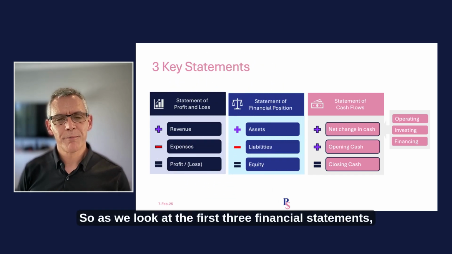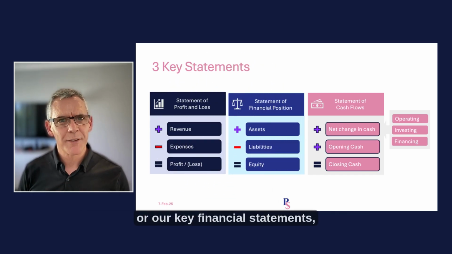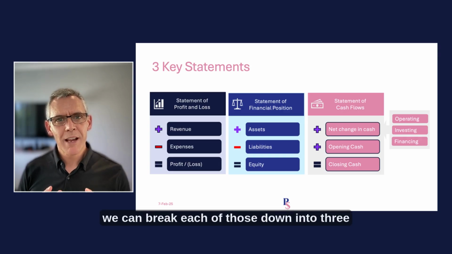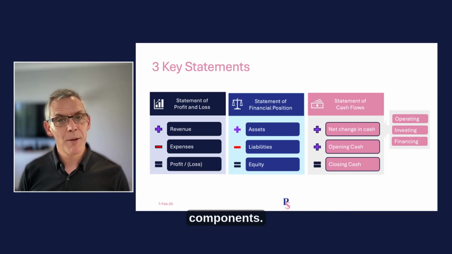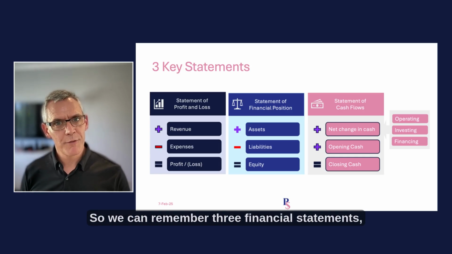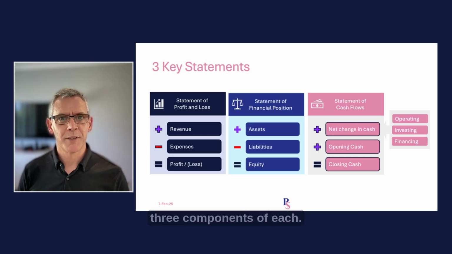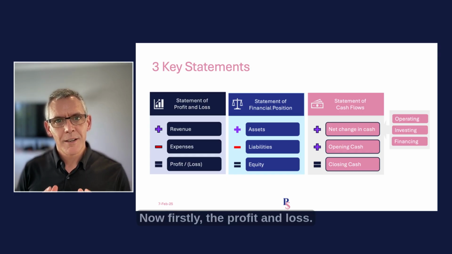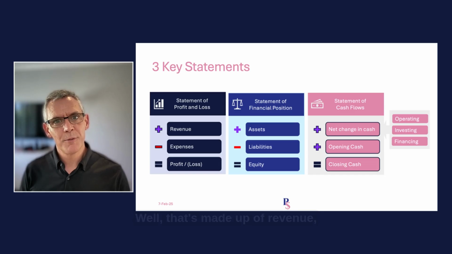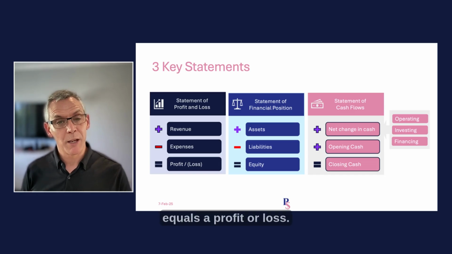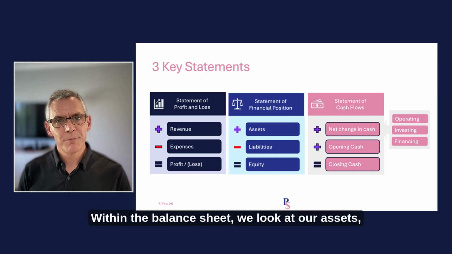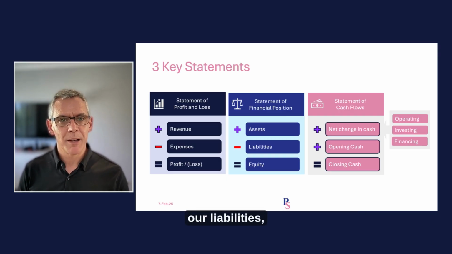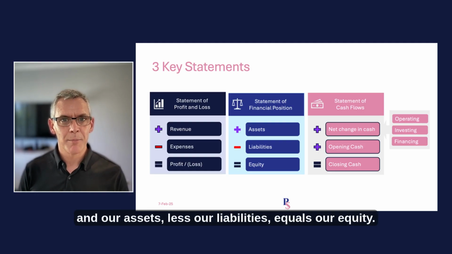So as we look at the first three financial statements, or our key financial statements, we can break each of those down into three components. So we can remember three financial statements, three components of each. Now, firstly, the profit and loss. Well, that's made up of revenue less expenses equals a profit or loss. Within the balance sheet, we look at our assets, our liabilities, and our assets less our liabilities equals our equity.